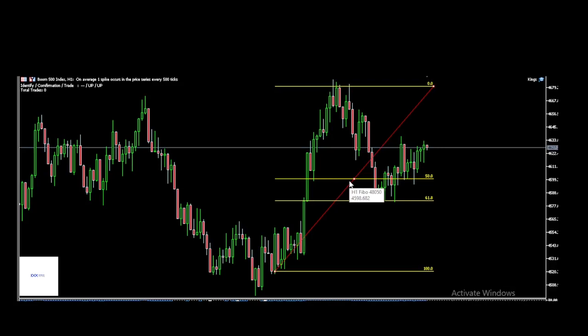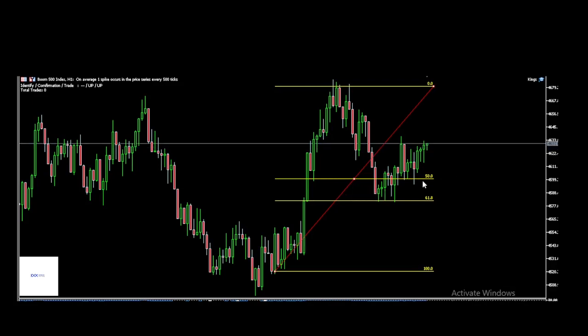People take it as a line, but let me tell you that Fibonacci retracement is not just a line. It's an area. Some people will just be waiting for the price to touch this line. If the price did not touch this line, they say it has not gotten to the level. Or if the price pushes down below this level 61, maybe the price is here, they say it's no longer Fibonacci because it has crossed.